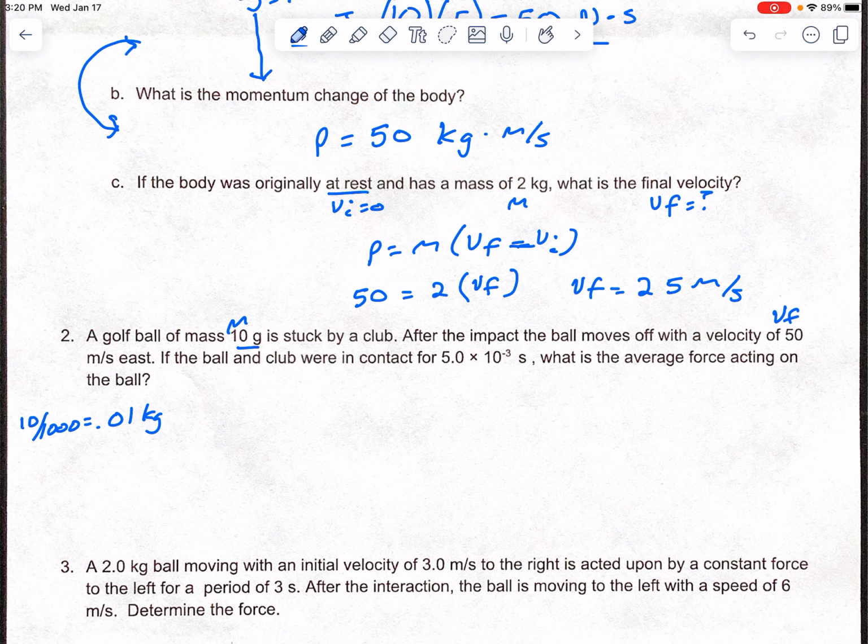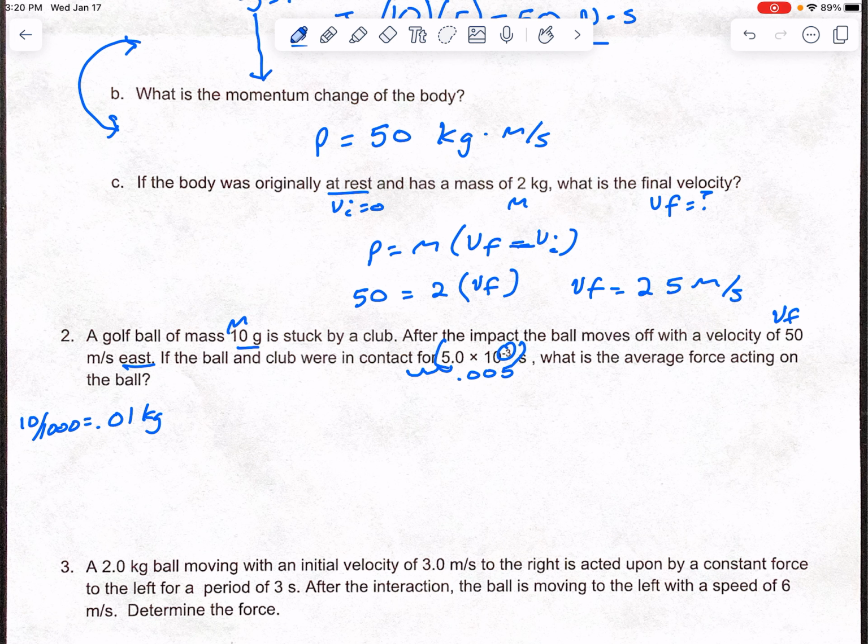It says east, but if we don't have anything that says west, don't really worry about that. If the ball and the club were in contact for 5.0 times 10 to the negative 3 seconds, this negative 3 is also saying you can move this decimal to the left 3 times: 1, 2, 3. So that's the same thing as saying 0.005 seconds. But that is not an equation, that's just a value. So if you're going to keep it in scientific notation, make sure you put parentheses around this whole thing in the calculator before you put it in.